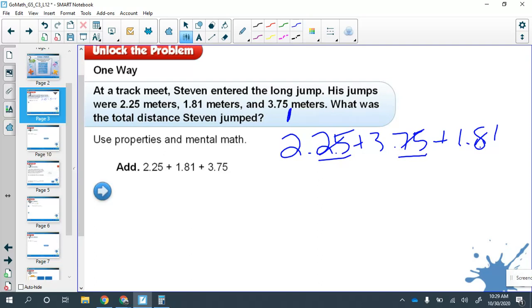Well, 2 plus 1 is 3, and 3 plus 3 is 6, right? So these two addends come together to equal 6. And 6 plus 1 and 81 hundredths. Well, 6 plus 1 is easy. That's 7. So we get 7 and 81 hundredths. So again, we're rearranging, we're using the commutative property so that we can put together our numbers that are going to add up to whole numbers.